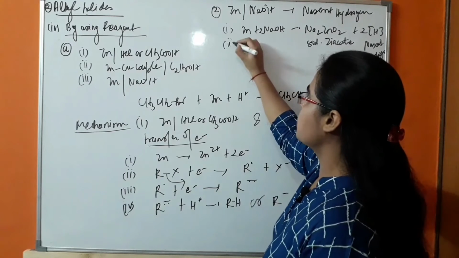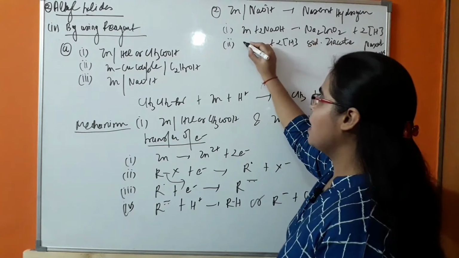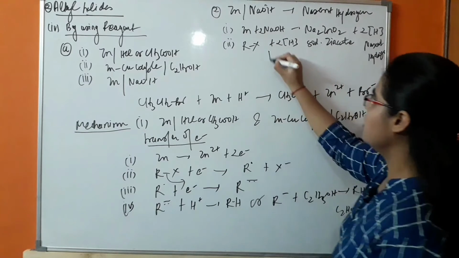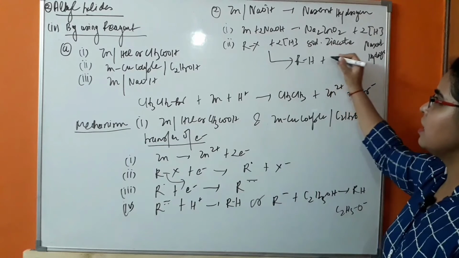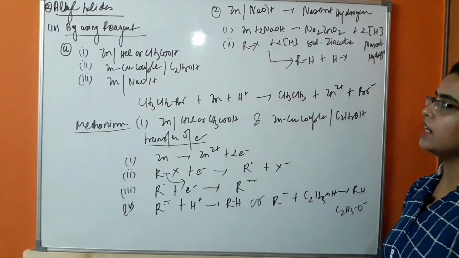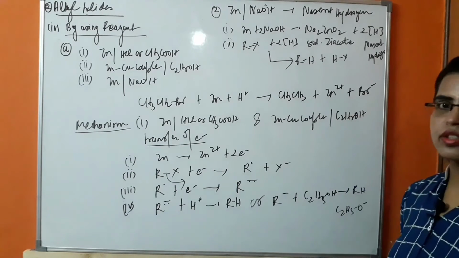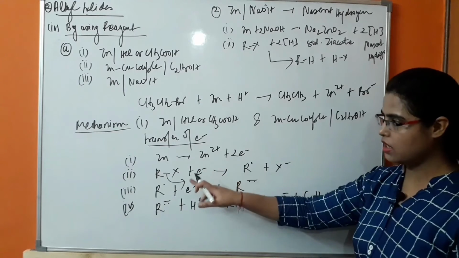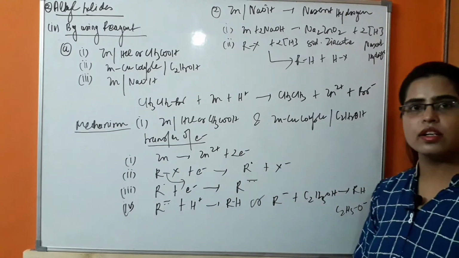In the second step, this nascent hydrogen will react with alkyl halide, and there will be a formation of RH, alkane, and HX. So in this case, reduction of alkyl halide is done by the help of nascent hydrogen, whereas in this case, reduction of alkyl halide is done by the transfer of electron when these two reagents are used.